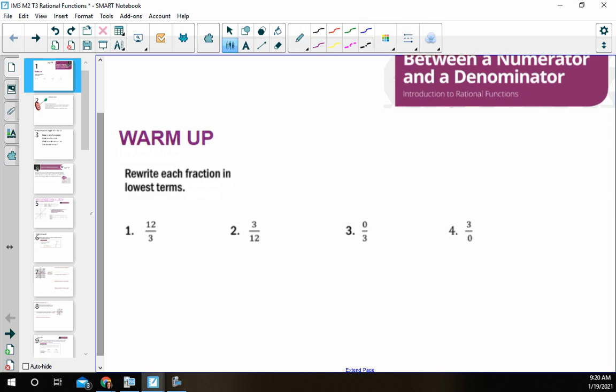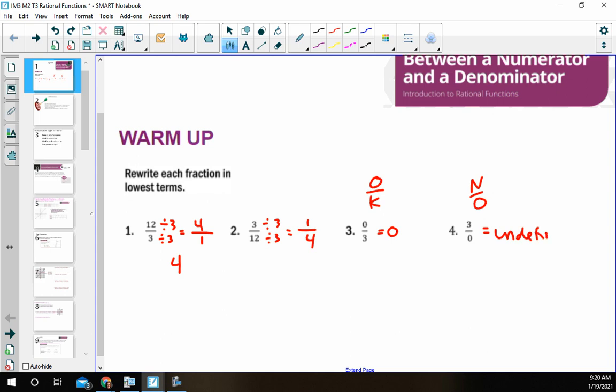Okay, so for the first one, we can technically divide top and bottom by 3. 12 divided by 3 is 4. 3 divided by 3 is 1. So if I actually divide them, I get 4. Where this one, when I divide by 3, I get 1 over 4. If I type in 0 divided by 3 in my calculator, I would get 0, because if 0 is on top, it's okay. If it's on the bottom, we would get undefined, or knocked out, doesn't work. So we're going to look at how rational functions deal with those undefined. What do they look like on a graph?